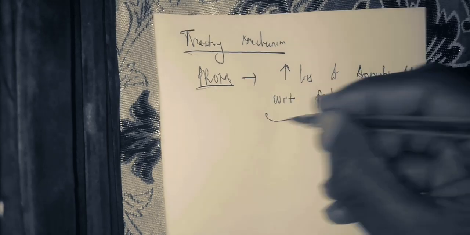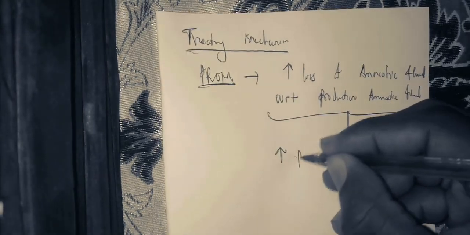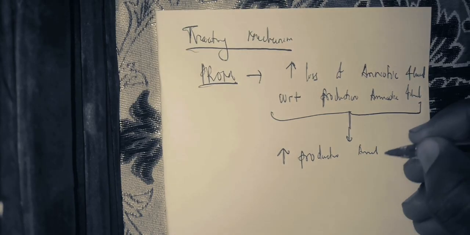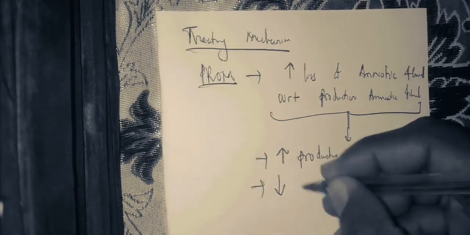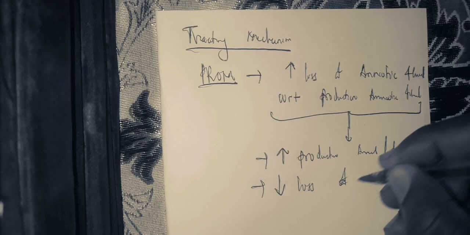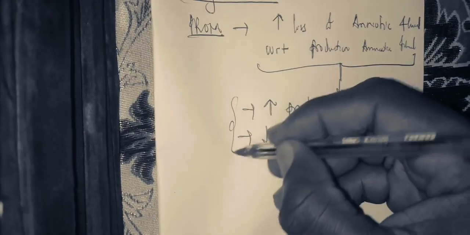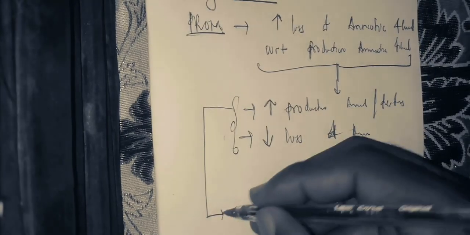So to manage this with this principle, you need to do what? You need to increase production of amniotic fluid. Is it clear? Or perfusion of amniotic fluid. And you also need to reduce the loss of the amniotic fluid. Is it clear? Now, how do you do both of them? Let's start with the first one. How do you increase production of amniotic fluid?